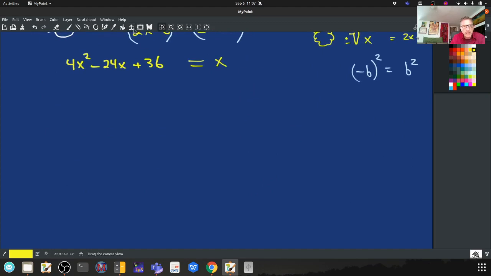So I want to go ahead and rewrite this in the form ax squared plus bx plus c is equal to 0. So that means I need to subtract x from both sides first. So minus 24x minus x is a minus 25x plus 36 is equal to 0. So now you have to solve for x when you have a quadratic equation.